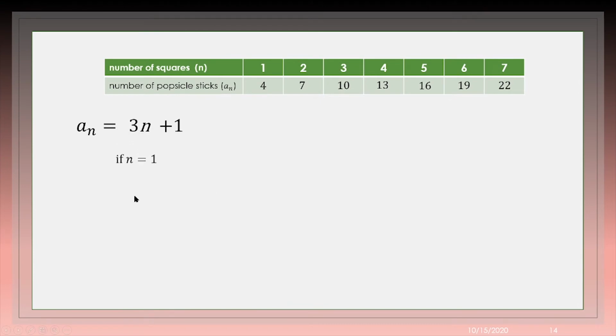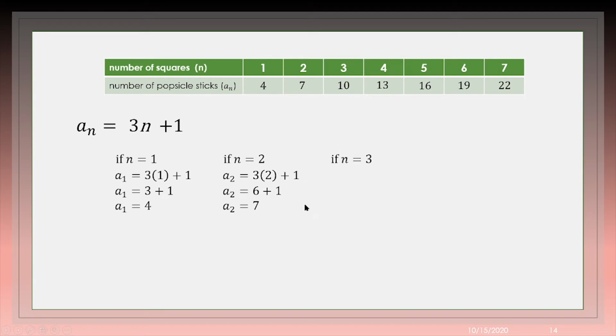Okay, para makasigurado tayo, if the value of n is 1, so dapat 4 yung ating number of squares. Okay, yung ating a sub 1 must be 4. So a sub 1 is equals to 3 times 1 plus 1. So the answer is 4. If the value of n is 2, so a sub 2 is equals to 3 times 2 plus 1. 3 times 2 is 6 plus 1. So a sub 2 is 7. Next, if n is equals to 3, so a sub 3 is equals to 3 times 3 plus 1. So 3 times 3 is 9 plus 1 is 10. So the value of a sub 3 is 10.